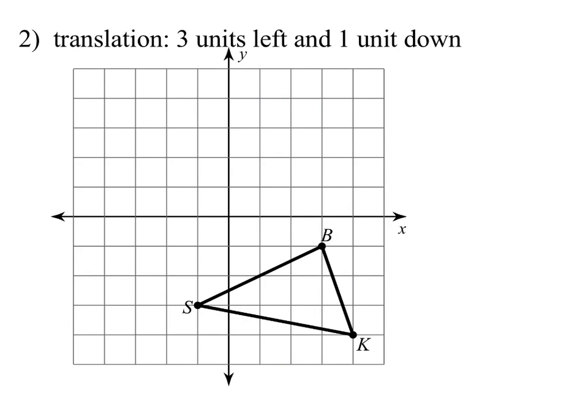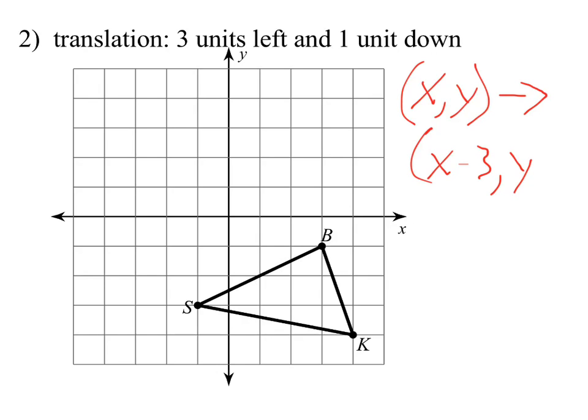Moving on to number 2, when you go left 3 and down 1, let me write the function first. You start out with your point, xy. And if you're going to go left 3, you need to take all your x's and subtract 3. And if you're going to go down 1, you're going to take all your y's and subtract 1. So we're going to take all this here, and we're going to go left 3, down 1. And so B prime is going to be right here. Left 3, down 1. S prime is going to be right here. And then K prime, left 3, down 1. We're going to get K prime right there.